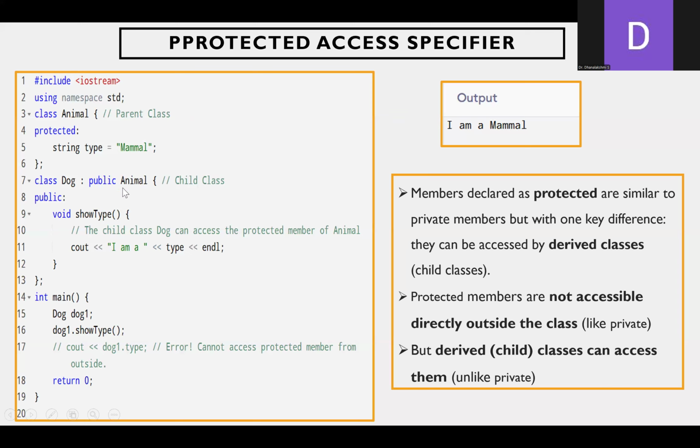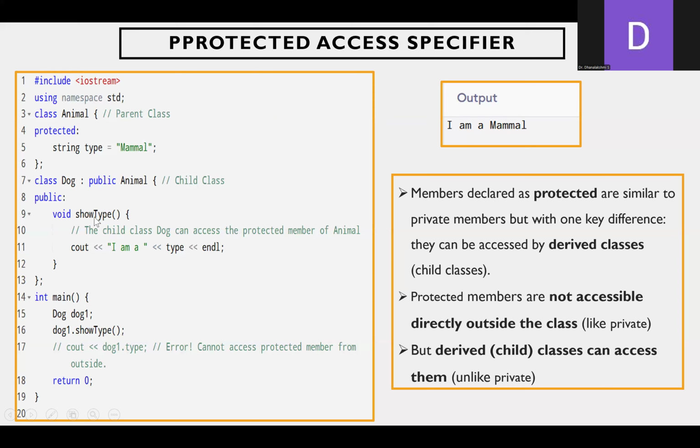Now, what does this protected mean? A protected member is not accessible from outside the class, but it can be accessed by the derived or child classes. So in this case, the variable type can be accessed by any class that inherits from animal.